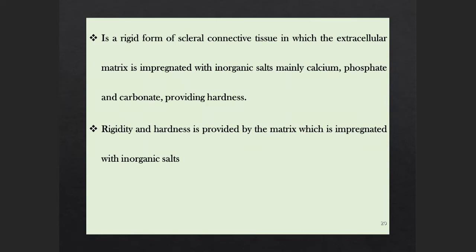What are those inorganic salts? Calcium, phosphate, carbonate. These salts provide hardness to the bone, and that is the basic difference between bone and cartilage. In cartilage you will not see these inorganic salts, whereas in bone you will. Rigidity and hardness are provided by the matrix, which is impregnated with inorganic salts. I have already discussed this.